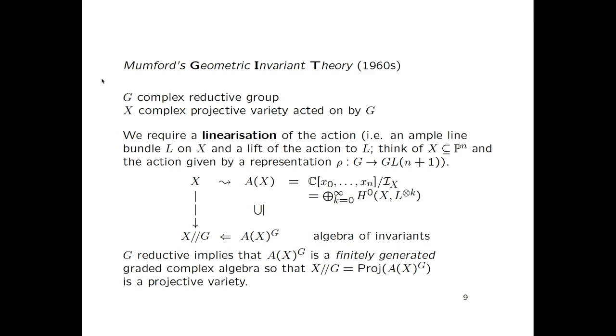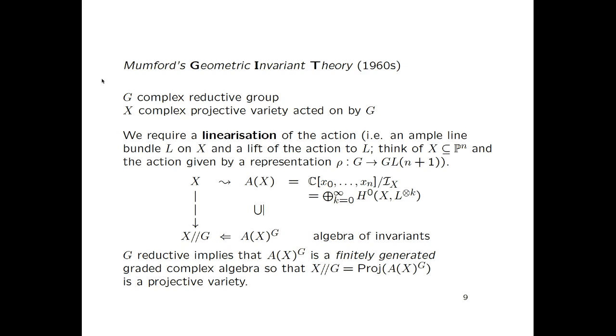So I just want to, at this point, remind you briefly about the classical version of GIT, geometric invariant theory, which Mumford developed in the 1960s. So let's assume that we've got a reductive group. Let's say that we're working over the complex numbers for simplicity. And we've got a complex projective variety acted on by the reductive group, and we need a linearization of the action, so an ample line bundle and a lift of the action to the ample line bundle, and we can think of the variety as embedded in projective space and the action given by a representation.